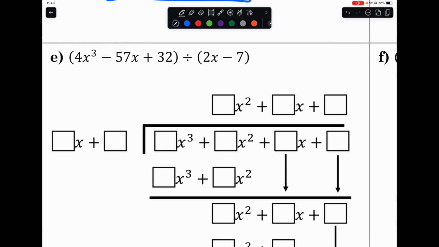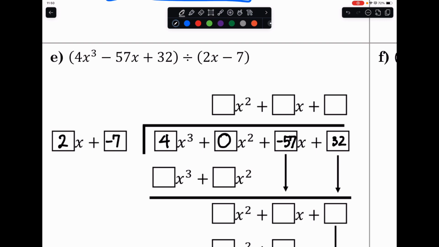Okay, so let's set this problem up. We're dividing by 2x minus 7, and our dividend, what we're dividing into, is 4x to the third power minus 57x plus 32. Notice that there's no x squared term in this expression. That's because, again, the coefficient is 0, so we need to have a placeholder for that value. We need to put a 0 right there when using this long division technique.